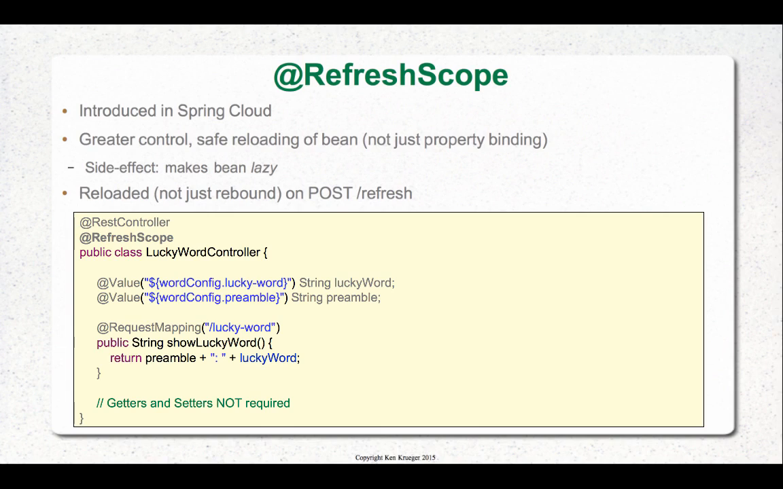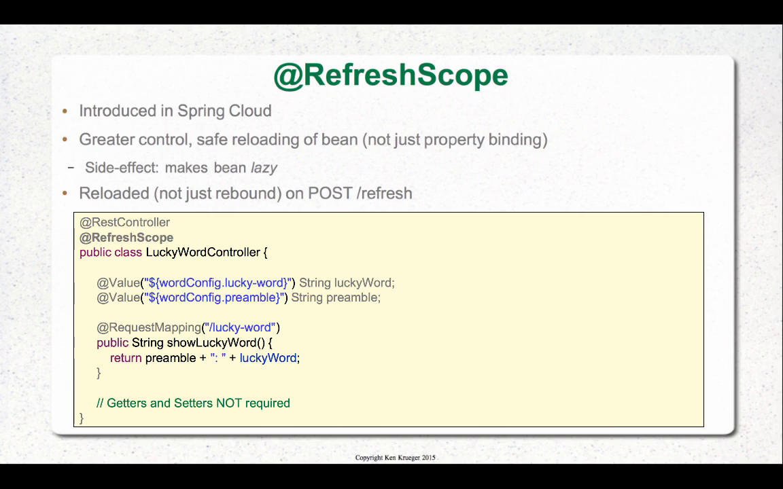See, the configuration properties was just about property binding and rebinding. But Refresh Scope allows for hot swapping of old and new copies of the bean at runtime. So when you post to refresh, the entire bean is reloaded. It isn't limited to property rebinding. Now, it's reloaded in a safe way. And I'll illustrate that in the next slide to show you how it works.